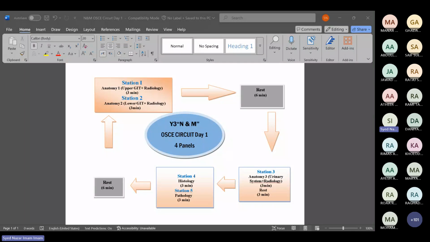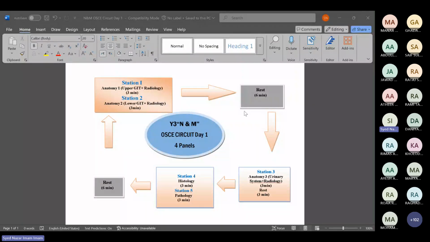Then again, there'll be 2 rests. So in total, there'll be 3 rooms and 2 rest stations. Each room is going to be 6 minutes. So for example, this is room number 1. In this room, you are having 2 stations, station 1 and 2, for 3 minutes each. So 6 minutes in this room. From here, you move to another place that is going to be a 6 minutes rest. Then again, you move to another room that is going to be 1 station only and 3 minutes rest.